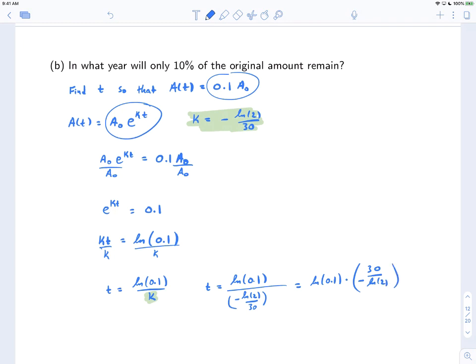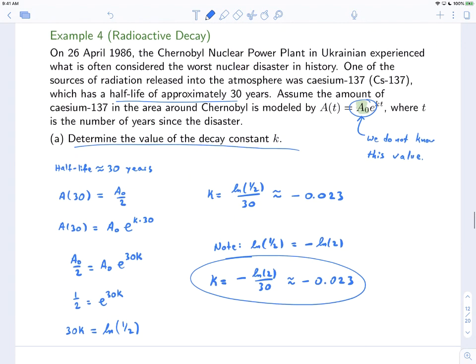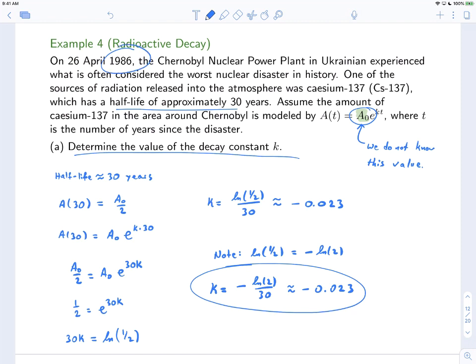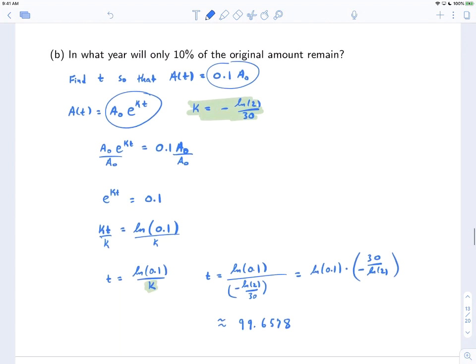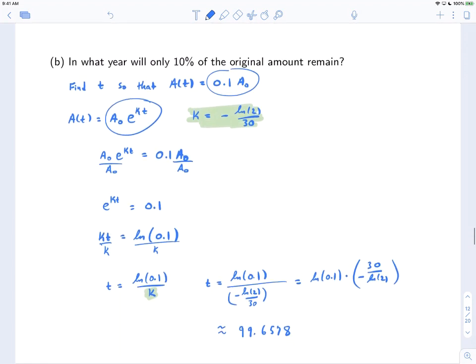However you write it down, we can compute it using, for example, a calculator, and we get that this is approximately equal to 99.6578. So in other words, approximately 100 years. So 100 years after the original event, we should expect to have 10% of the original amount. So we recall that the original event happened in 1986. So in 2086, we expect to have the radiation levels down to about 10% of what they were initially.